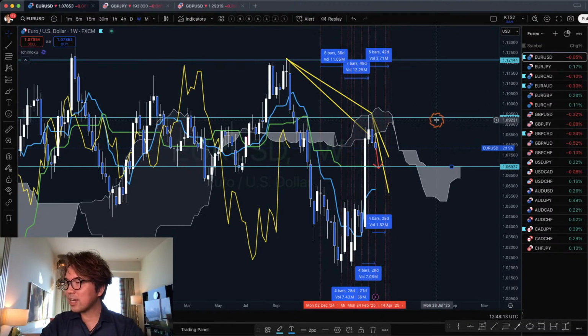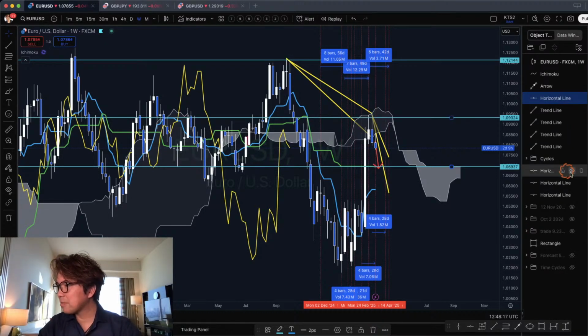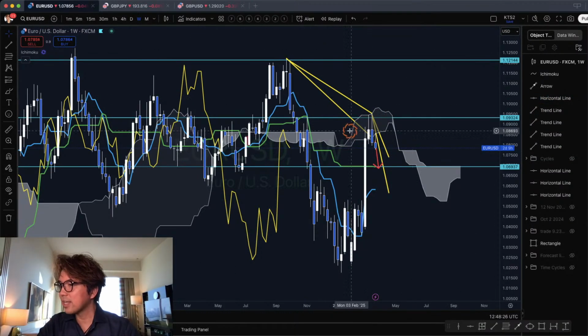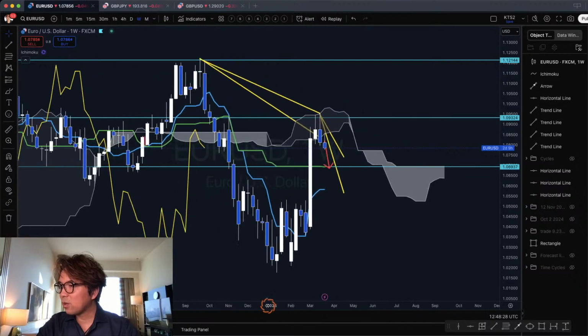I have so many lines. These are time cycles, but let me just cancel the time cycle lines, and I will check the lower time frames.